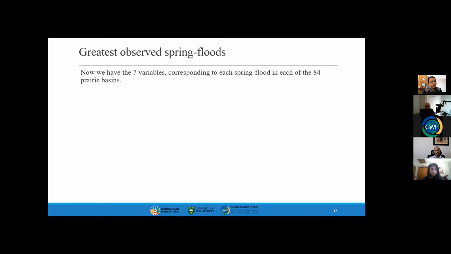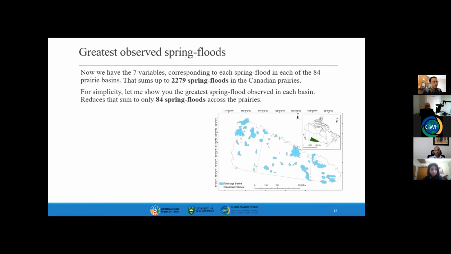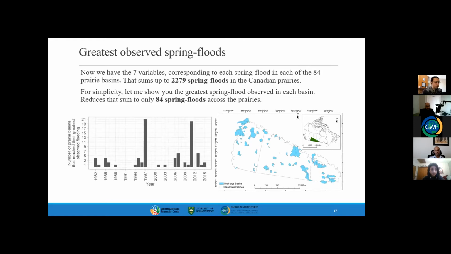Now we have the 7 variables corresponding to each spring flood in each of the 84 prairie basins. That sums up to 2,279 spring floods in the Canadian prairies. For simplicity, let me show you the greatest spring flood observed in each basin, and that would reduce the sum to only 84 spring floods across the prairies. At each of the 84 basins that we are investigating, we only selected the greatest flood that was observed at each basin. And the time when these greatest observed spring floods occurred is described by this bar chart.